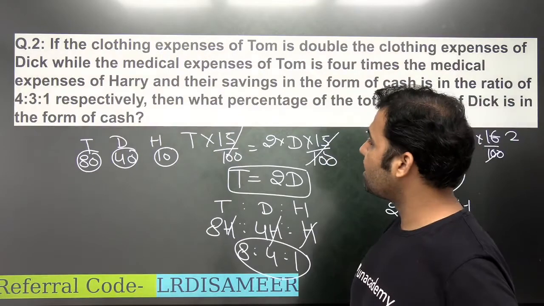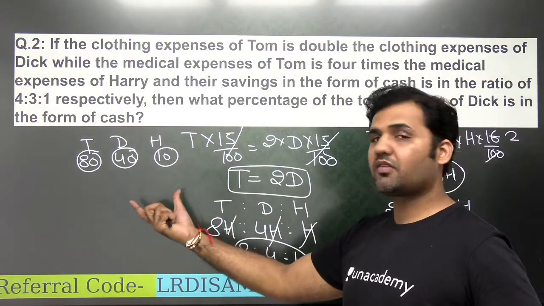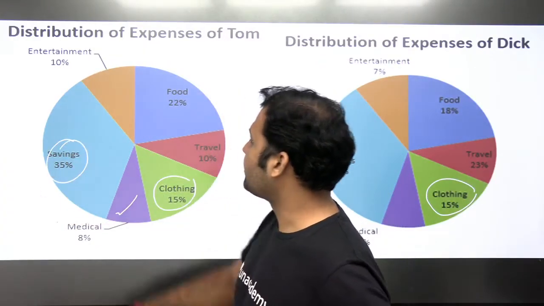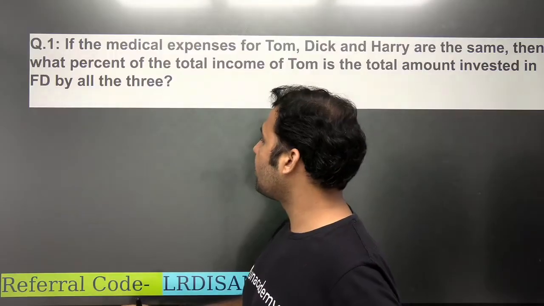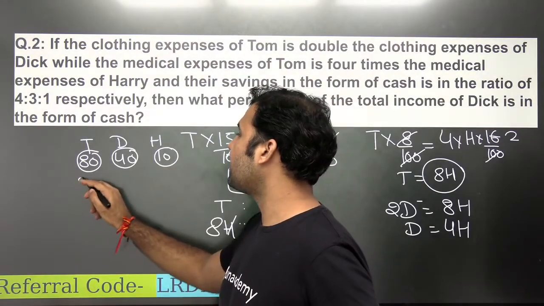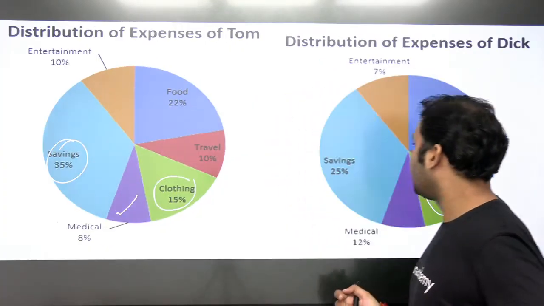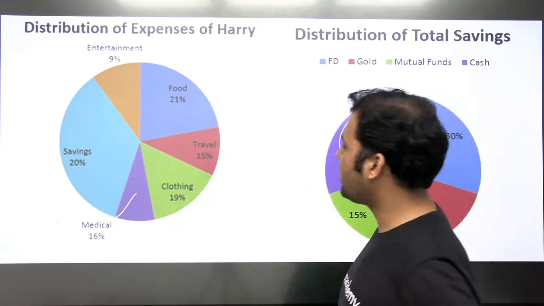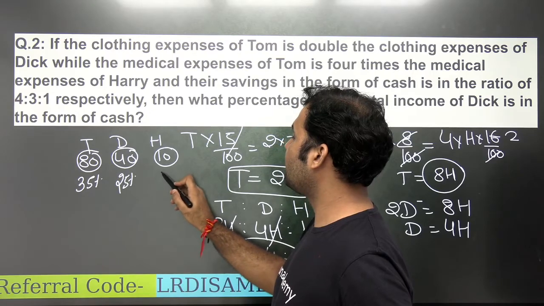And what is their total saving? We can find out the individual saving, we can club them up, and then we can find out the total saving. You see that Tom's saving is 35%. So Tom is saving 35% of his income. What is Tom's income? 80 rupees. So 35% is Tom's saving. And you see, Dick is saving 25% and Harry is saving 20%, right?